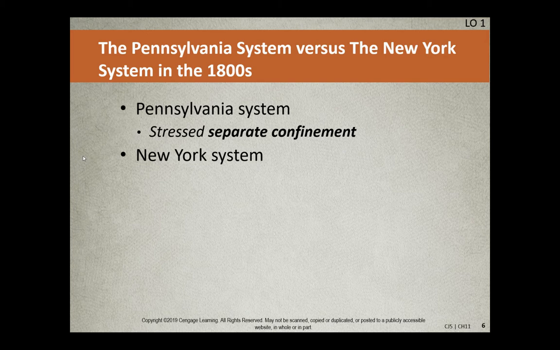So the Pennsylvania system took the concept of silence as a virtue to new extremes. And based on this idea of separate confinement, these penitentiaries were constructed with back-to-back cells facing outward from the center. And this was to protect inmates from corrupting influence on others. Prisoners basically worked, slept, and ate alone. Kind of like solitary confinement is now.